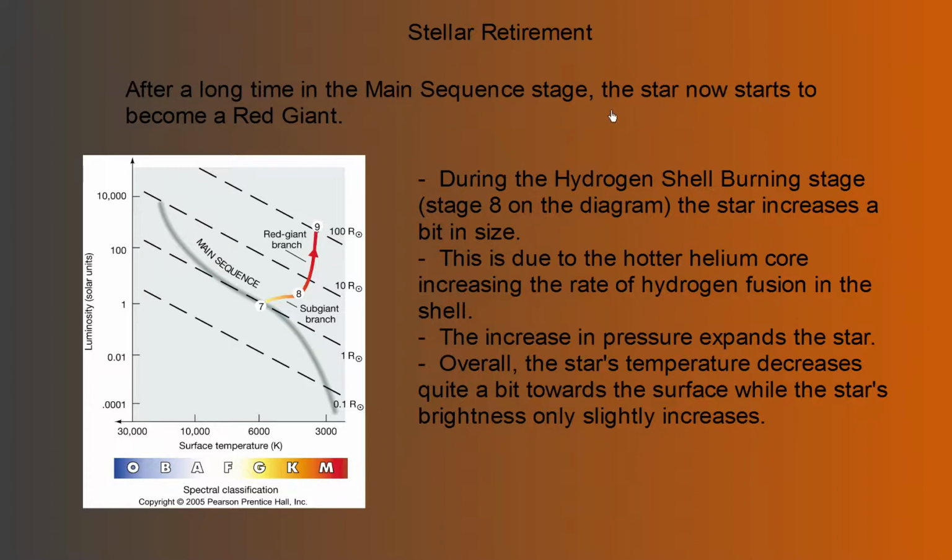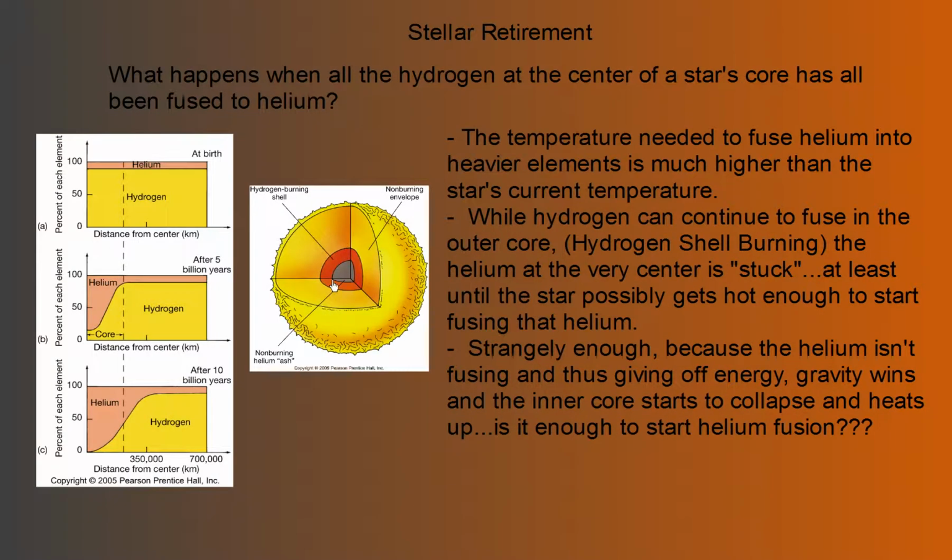So yeah, after a long time on the main sequence, the star now starts to become a red giant. Stage 7 is the main sequence, and we're on our way up to stage 9, a red giant. On the way, we are at stage 8, what's considered a subgiant. So during the hydrogen shell burning stage, here's the hydrogen shell surrounding a helium non-burning ash.